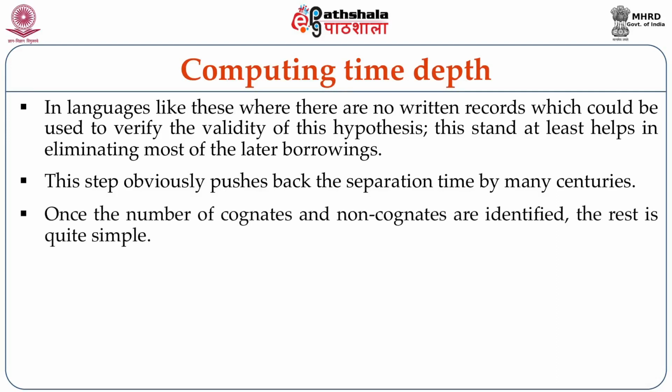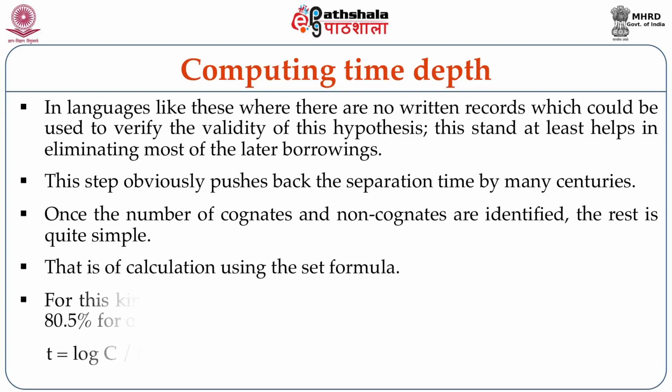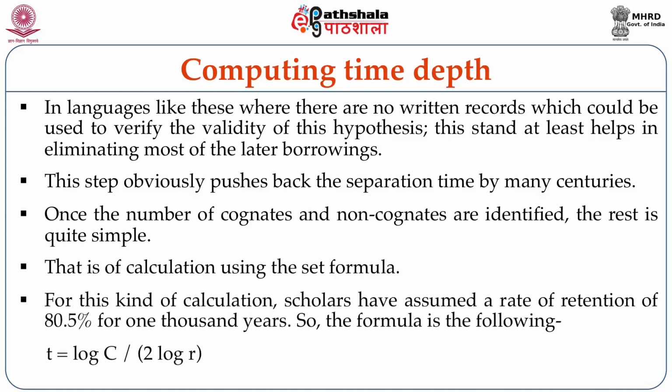Once the number of cognates and non-cognates are identified, the rest is quite simple, that is of calculation using the set formula. For this kind of calculation, scholars have assumed a rate of retention of 80.5% for 1000 years. So the formula is the following.